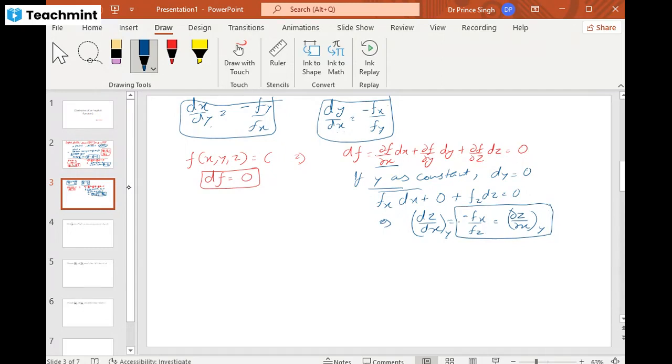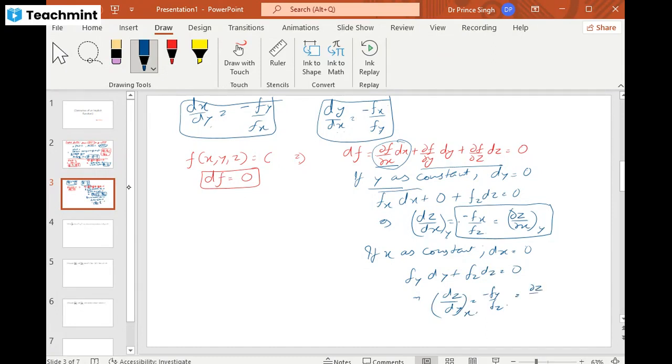And if I assume x as a constant, it means that dx is 0, and dx is 0 in this formula, it means this whole term is 0. So we have two terms, that is fy dy plus fz dz equal to 0. So we can get the value of dz/dy as minus fy upon fz, but this time we are treating x as a constant. So this is the partial derivative of z with respect to y, assuming x as a constant. So what is the formula here?